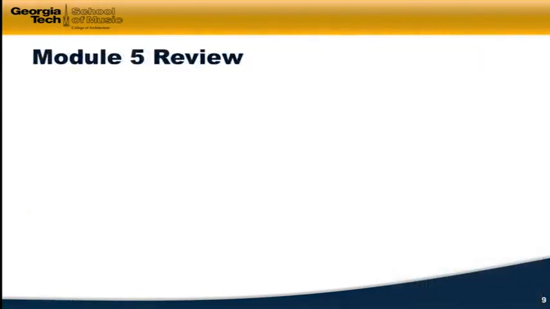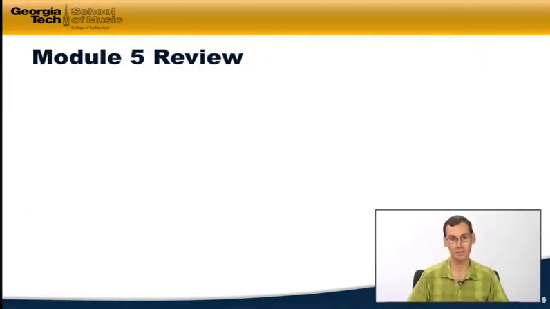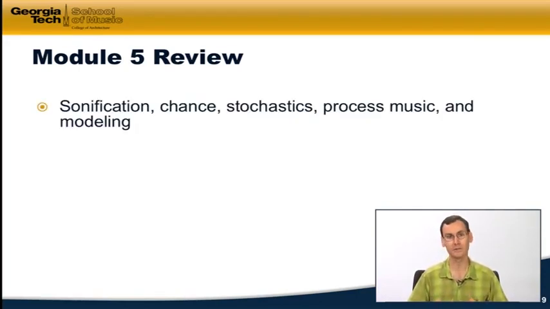So in Module 5, we took the basics of algorithmic composition, of the EarSketch API, and of programming in Python that we learned in Module 4, and we took it to the next level. We looked at ways that writing code can fundamentally change your perspective on creating music. And we did this by looking at a number of different techniques: data sonification, chance and stochastics and the difference between them. We looked at process music, and we also looked at musical modeling.